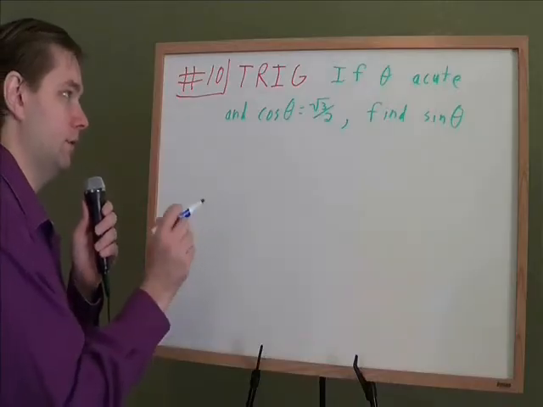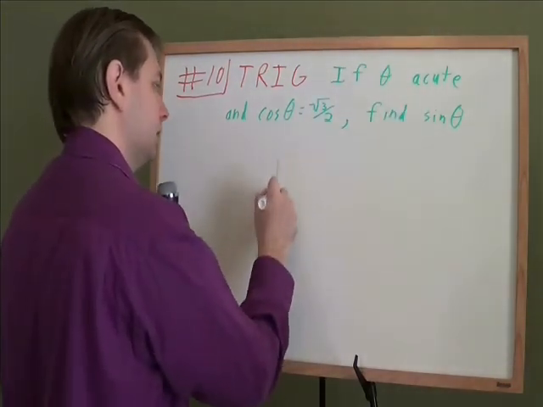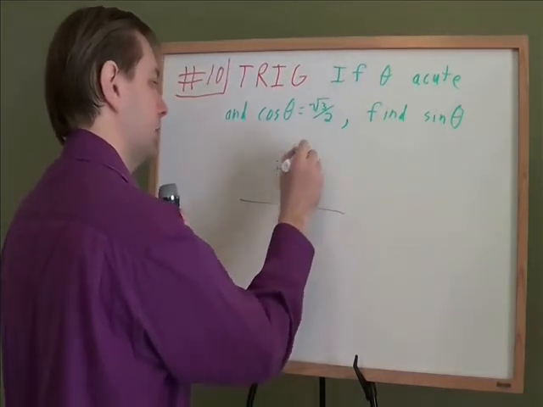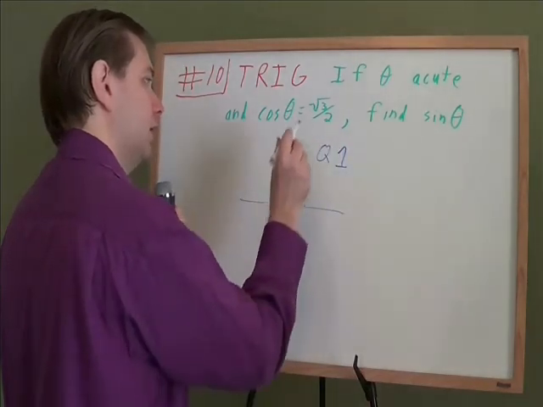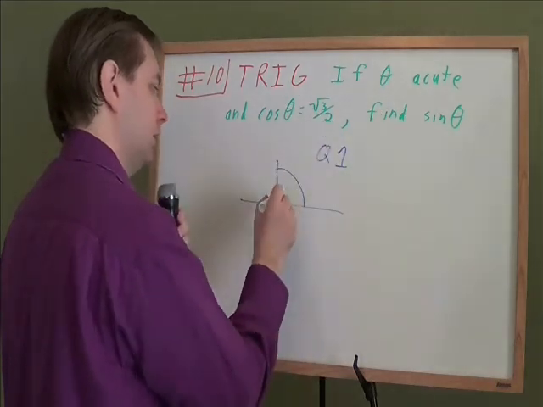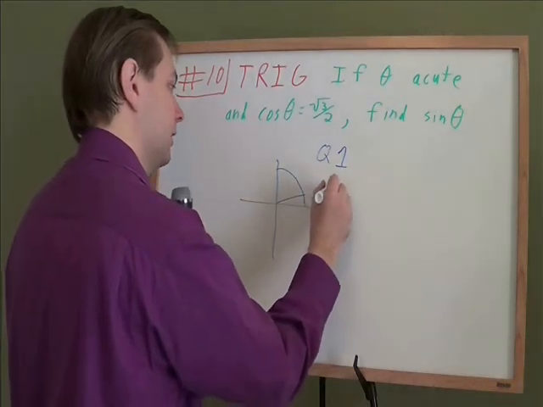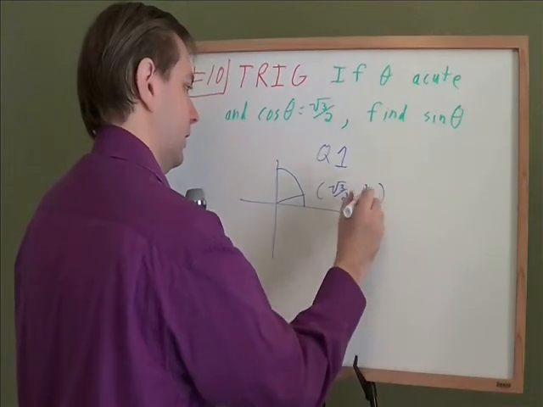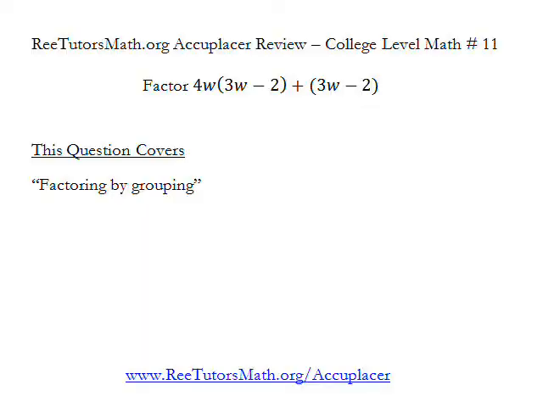This problem is all about knowing the unit circle. So first of all, when they say if theta is acute, that just means that you are in quadrant 1 of the unit circle, where sine and cosine are both positive. And then if cosine is square root of 3 over 2, find sine of theta. Well, that one you just have to have memorized. That's at 30 degrees, where the cosine is root 3 over 2, and the sine is 1/2.